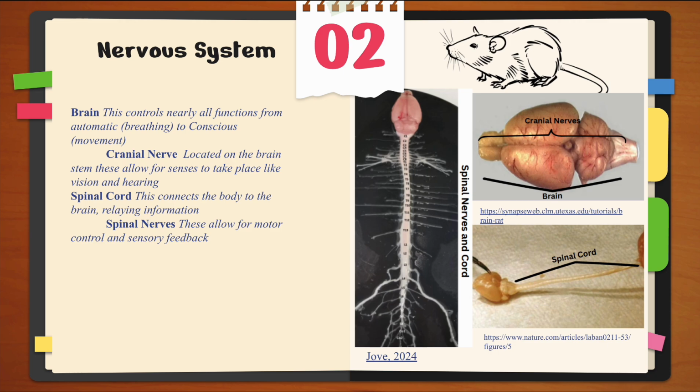From there, you have the spinal cord. This is the main communication pathway between the brain and the rest of the body. This carries all sensory information to the brain, and it involves a lot of reflex actions that occur without direct brain involvement. On top of that, there are the spinal nerves, and these nerves branch from the spinal cord, and it allows for movement and sensory feedback. For example, this is how a rat might notice and feel pain or heat or temperature changes.